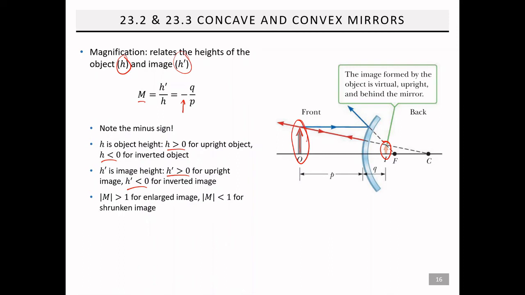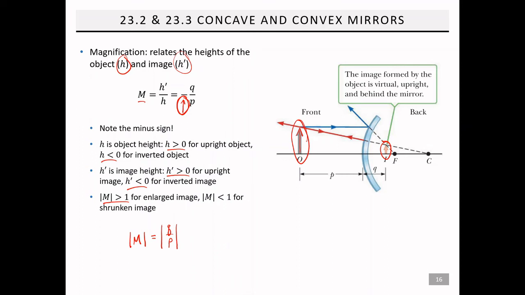Now, rather than deal with this minus sign in the equation, oftentimes it's easier to just write that the absolute value of the magnification is equal to the absolute value of q over p. Oftentimes it's easier just to ignore that minus sign in the equation and then determine whether the q over p should be positive or negative after the fact. And this fits in with the next point too. If the magnitude of the magnification is greater than 1, then the image is enlarged. So it is increased in size.